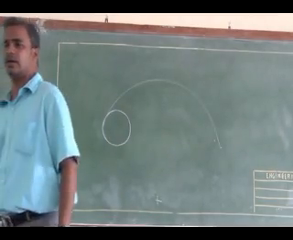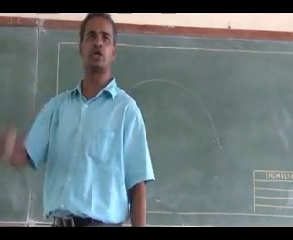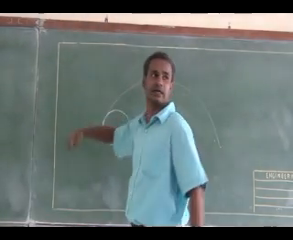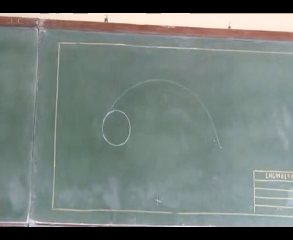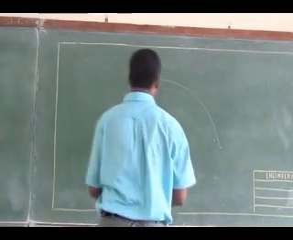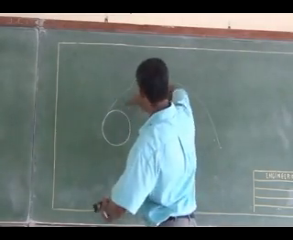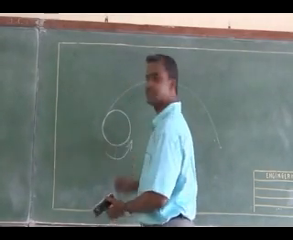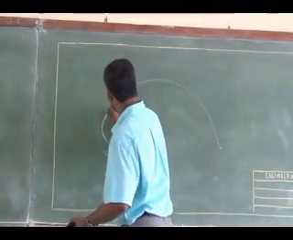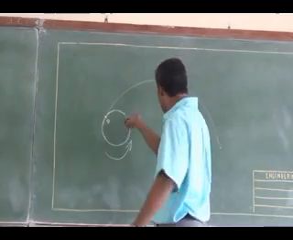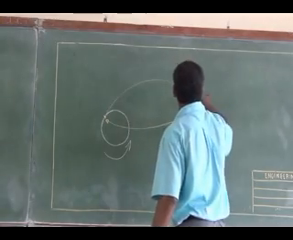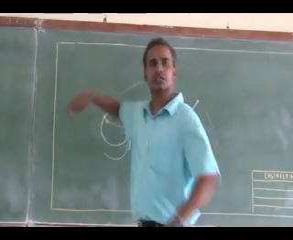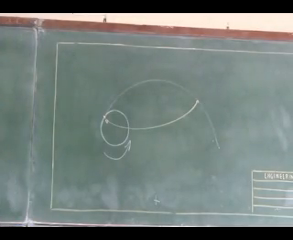Now the generating circle is going to roll inside a base circle. Then I will obtain a hypocycloid by a point marked on the generating circle. See, the circle has to roll like this. So I can mark a point here, B. While it is rolling, this point will trace a path like this. This curve is called a hypocycloid.